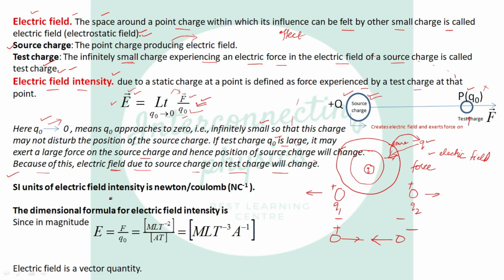So SI unit of electric field intensity is Newton divided by Coulomb. Since F is measured in Newton and Q naught is measured in Coulomb, so Newton per Coulomb or Newton Coulomb inverse.